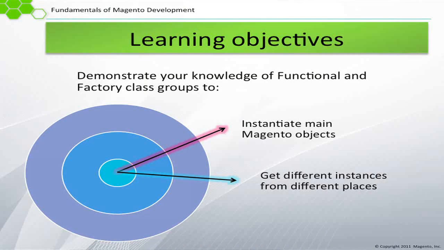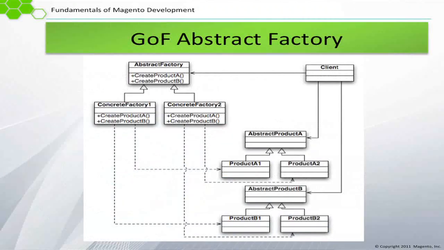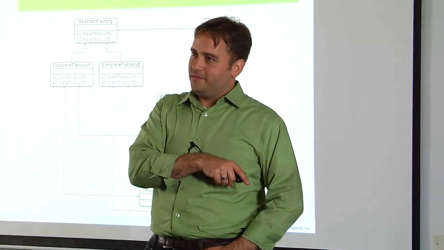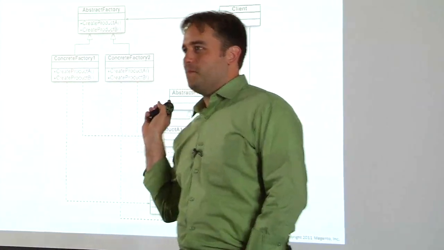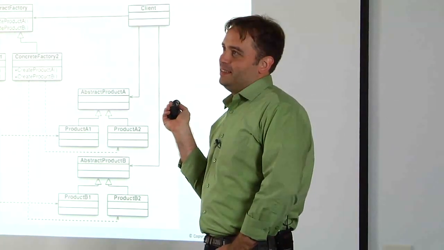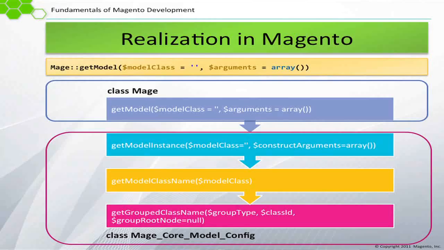So we're going to start to actually instantiate Magento objects, and we're going to grab different instances from different places. Quick reminder, gang of four. I can never remember their names. But yeah, four programming folk. They came up with this idea of, why don't we have a class actually instantiate other classes? It's factory. But that's what Magento does. Magento has a unique implementation of that. We'll touch on this. So what does this look like? Well, this is called realization in Magento.